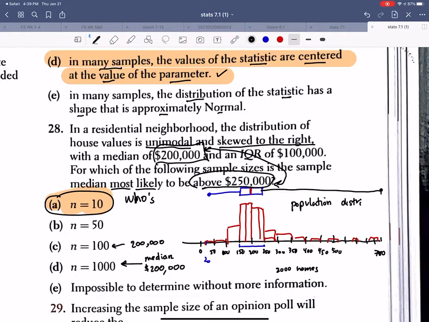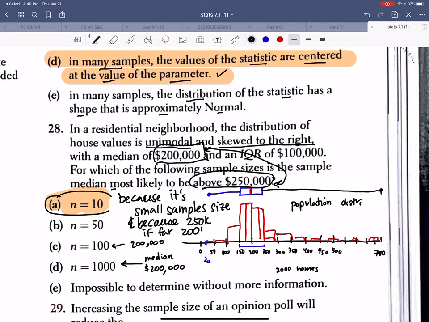Who's most likely to be above $250,000? Our answer is 10 because it's a small sample size, and because 250 is pretty far away from 200. Okay.